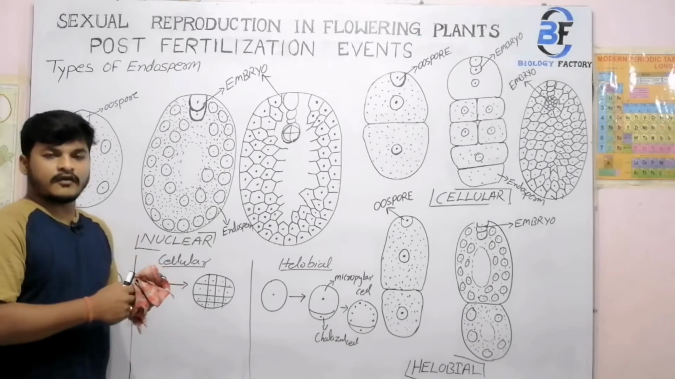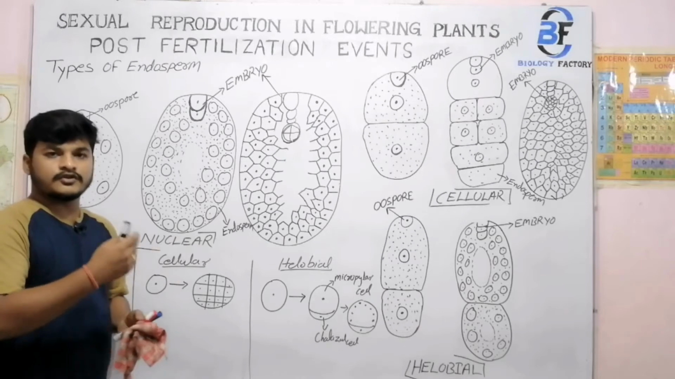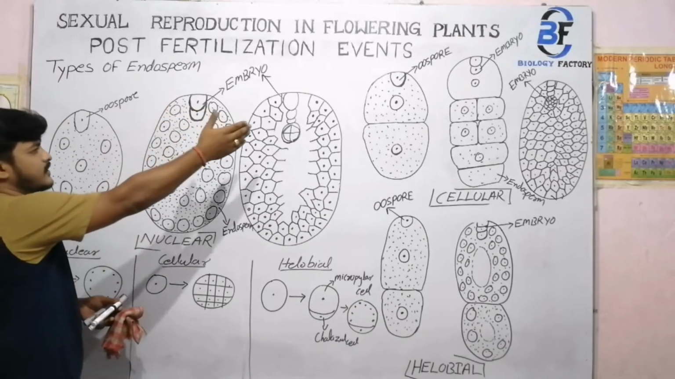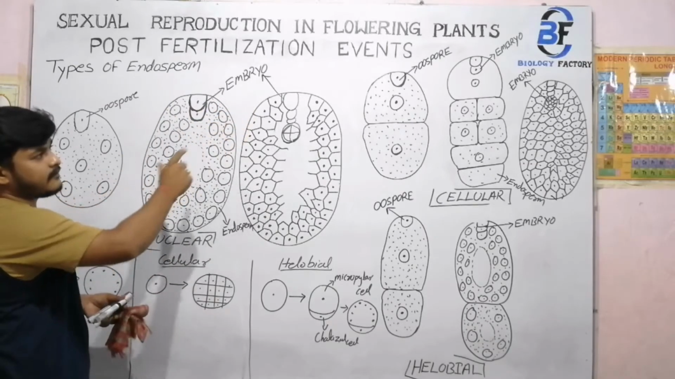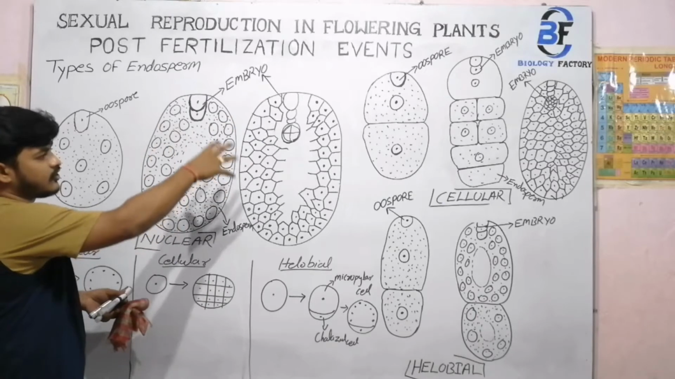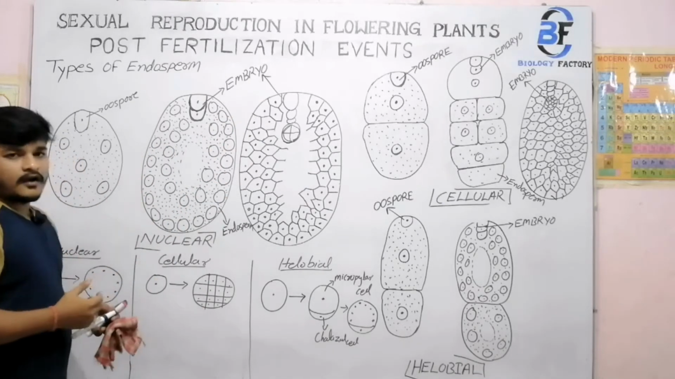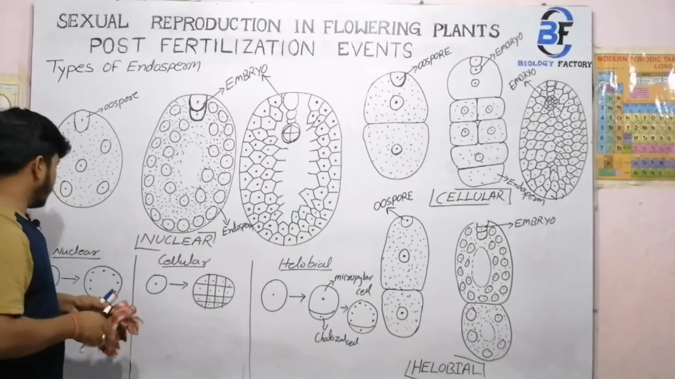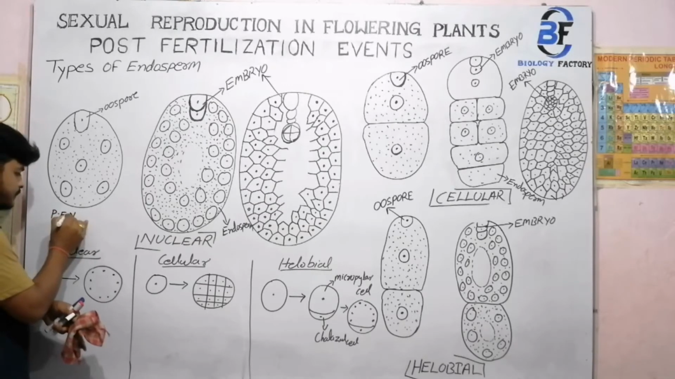As the zygote is formed, that means the embryo is formed. On the other side, the nutritive tissue is also formed. So here you see the embryo, and the nutritive tissue, that means the endosperm. It is ultimately formed from the primary endosperm nucleus, that means it is formed from the PEN structure.